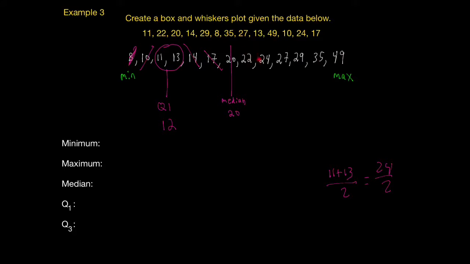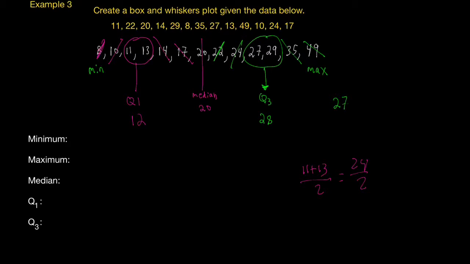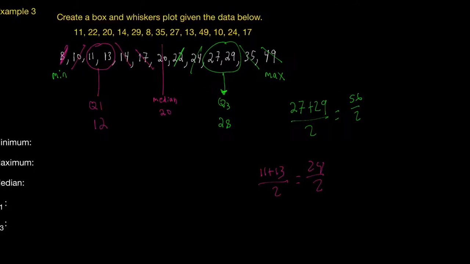So now here, let's get the median of the upper half. So let's begin by cutting out the 22. That means we have to cut out the 49. We cut out 24, cut out 35, and we have 2 medians here. So the middle term between 27 and 29 is 28. So Q3 is 28. And again, if you're still confused about that, just get the average, 27 plus 29, and divide that by 2. You're going to get 56 over 2, which is 28.